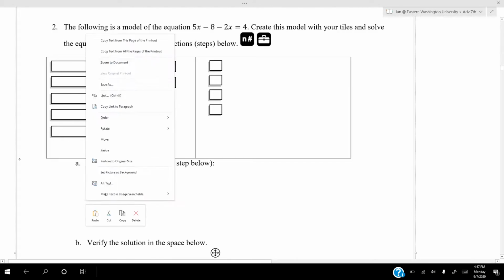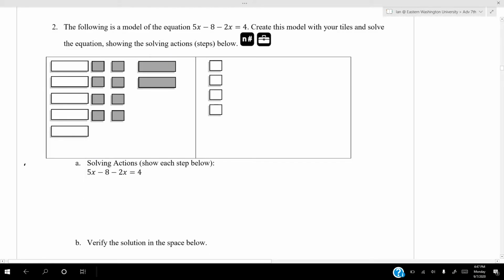So step 1, distribute. Done. Can't do it. Step 2, combine like terms. So 5x and negative 2x, 5 minus 2 is 3, so we have 3x minus 8 equals 4. Done. Step 3, move variables. Well, we don't have to move our variables because there's none on the right side.